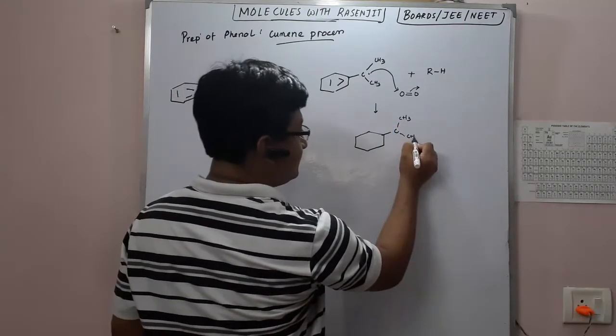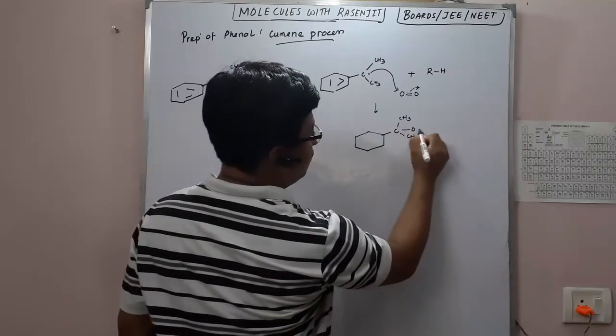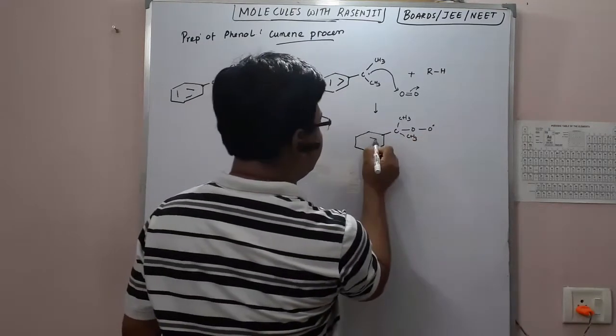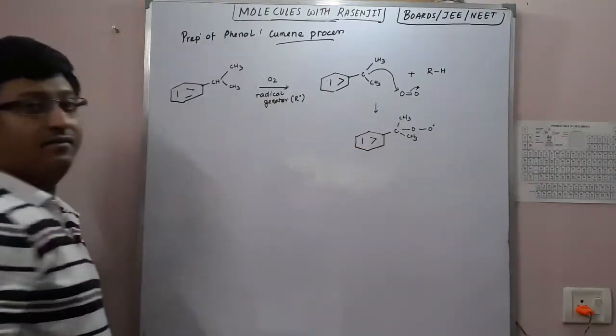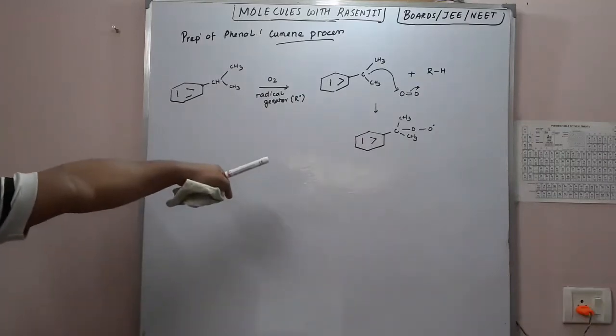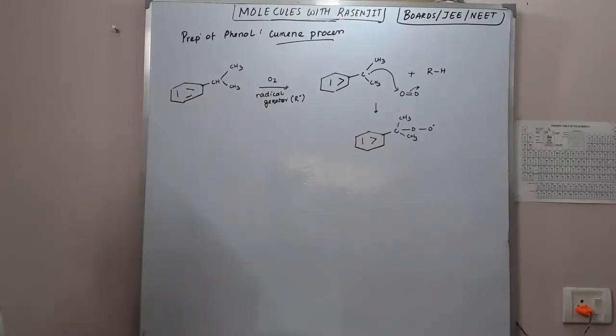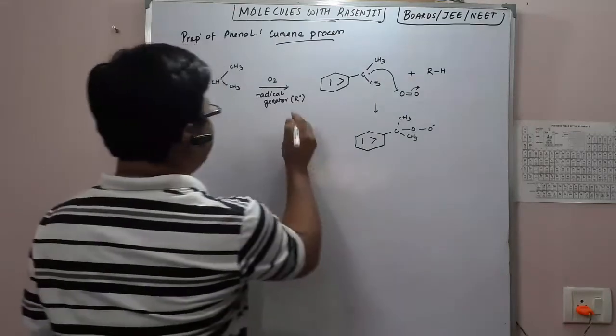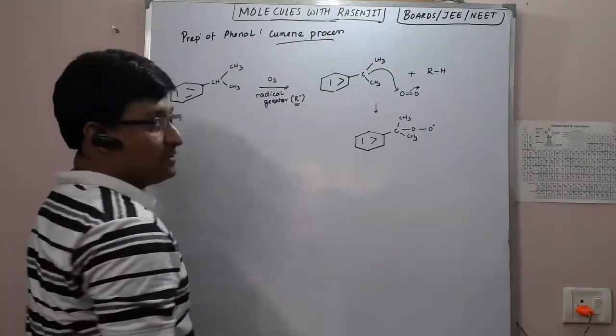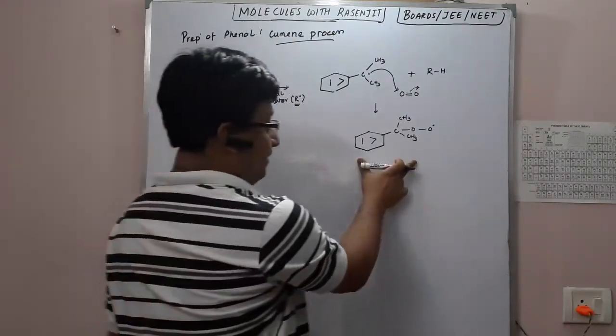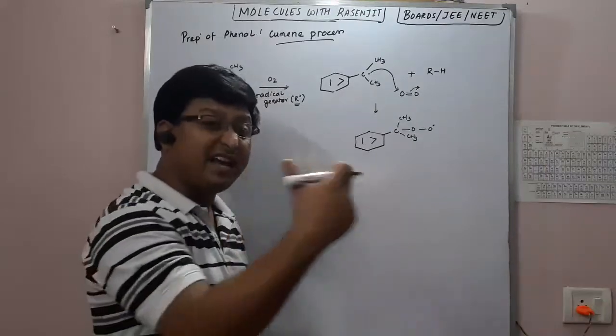CH3 CH3 O O radical. So a peroxide radical is formed here. Now this radical generator's work is done here. Now this will behave as a radical generator for the next step.